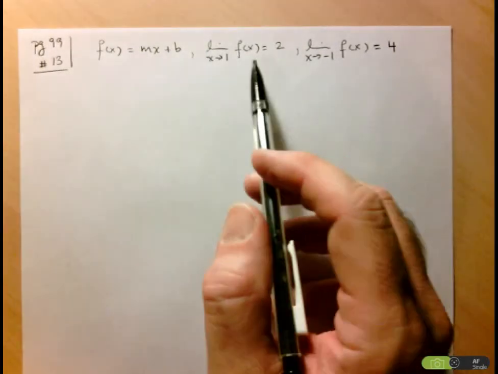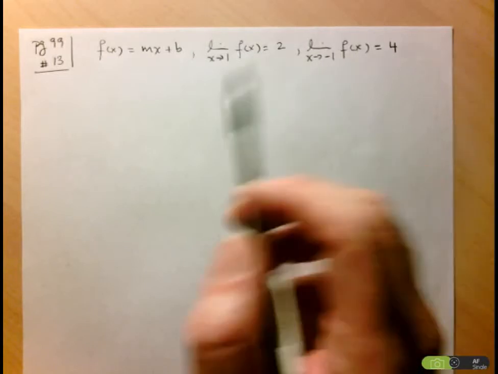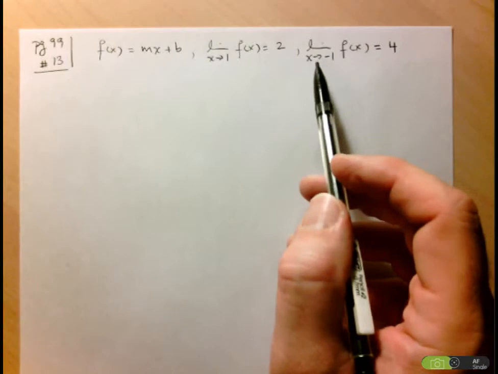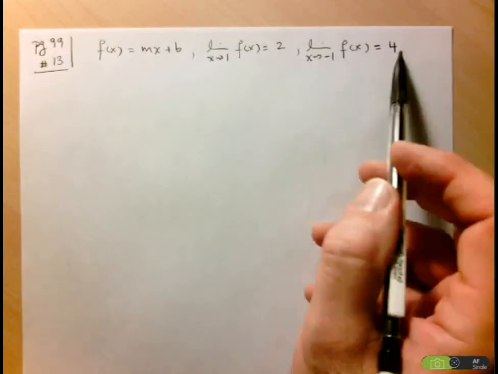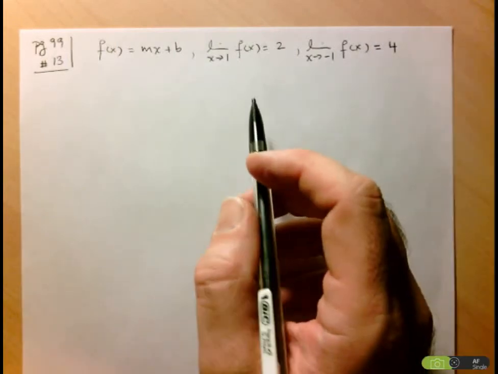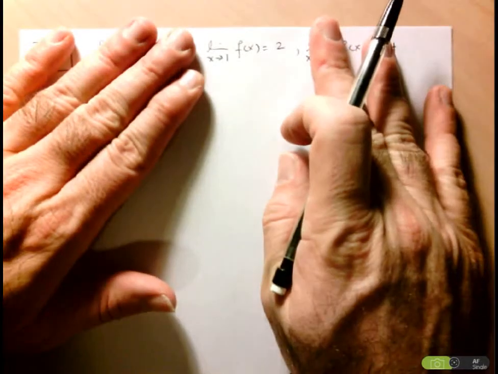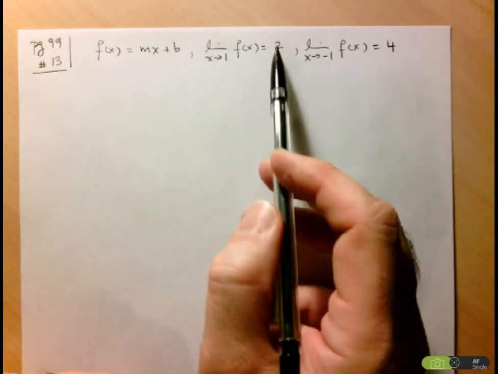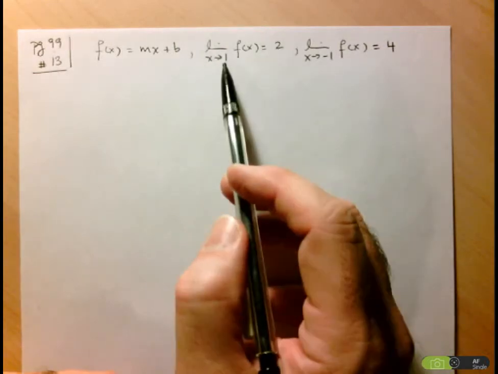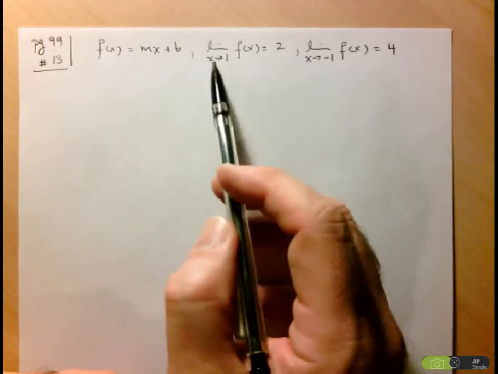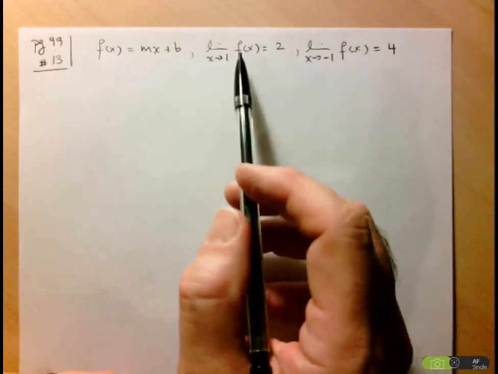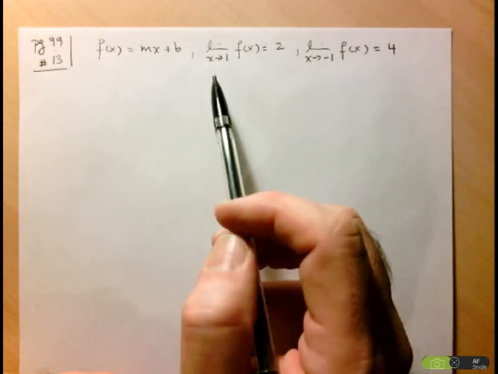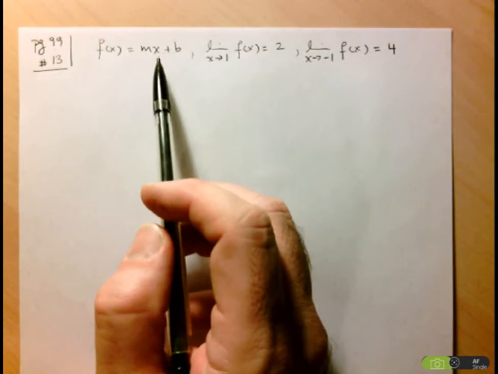Then they give us a couple of conditions on this function. It tells us that the limit of the function as x approaches 1 is 2, and as x approaches negative 1, the limit of the function is equal to 4. Now normally, if I were just given this piece of information, I can't make any conclusion about what the function value is at 1, because the limit notation just tells me what the function is approaching as x approaches 1. That would be 2. However, we know that this is a linear function.